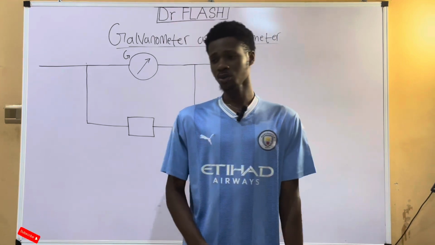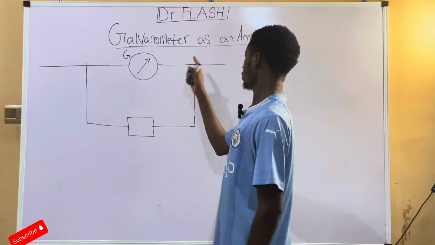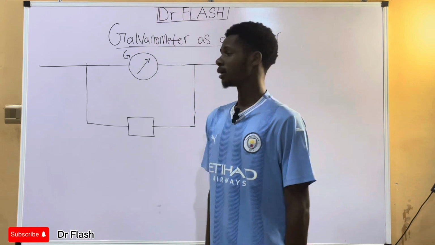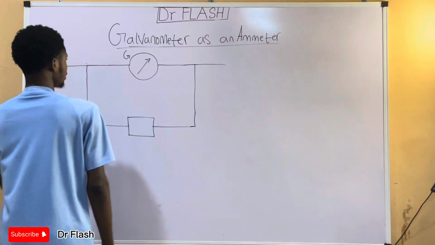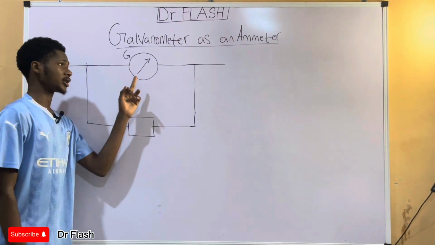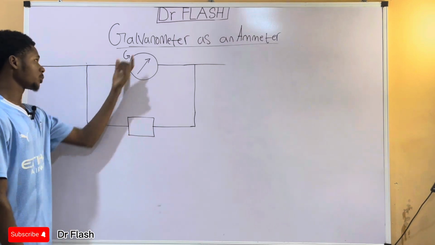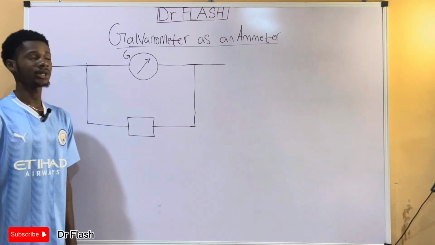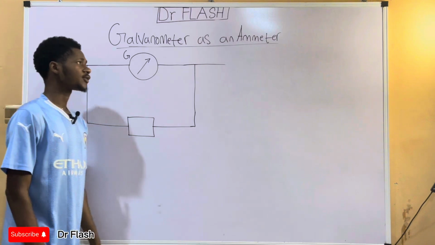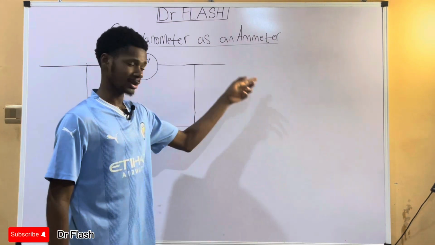In this video, we're going to be talking about the galvanometer as an ammeter. This simply means we are converting a galvanometer to an ammeter, or we want to make a galvanometer work in the way that an ammeter does. First things first, what's the difference between a galvanometer and an ammeter?